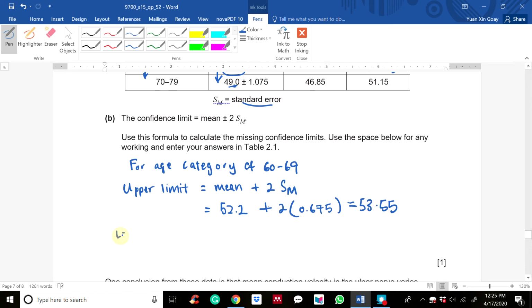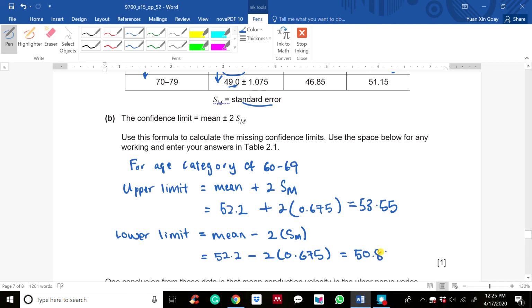For the lower limit, it is equal to mean minus 2 SEM, which equals 52.2 minus 2 times 0.675. So the lower limit is 50.85.